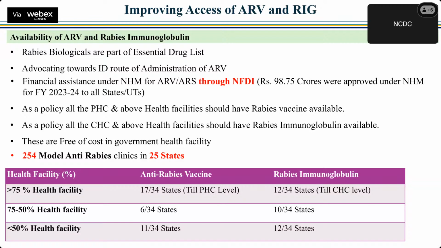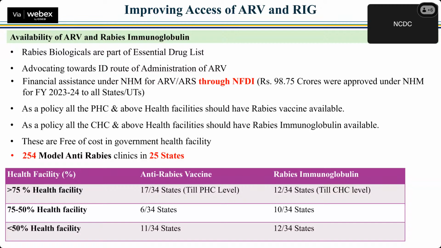As a next step, we included these rabies biologicals as a part of the National Free Drug Initiative. A few of the drugs have been identified, so that funds are given to the states by the National Health Mission for the procurement of these rabies biologicals. Last financial year, we gave almost 100 crore rupees to the states as financial assistance through the NHM PIP mechanism for the procurement of the anti-rabies vaccine and rabies immunoglobulin through the National Free Drug Initiative. As a policy under the program, all PHC and above health facilities should have rabies vaccine available, and CHC and above health facilities should have rabies immunoglobulin available.